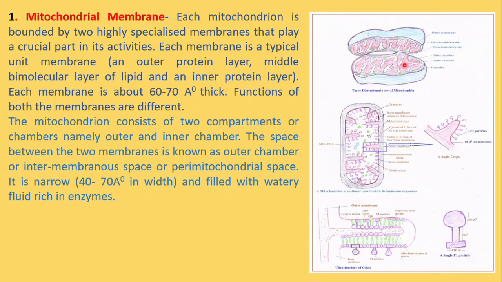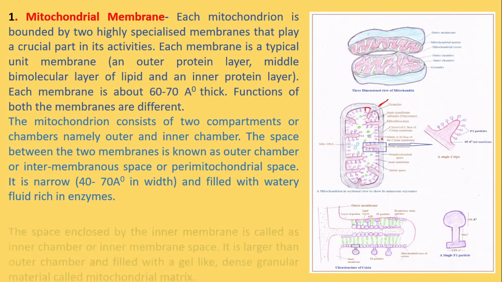So you can see here, this is the three-dimensional view. Here if you see, this mitochondria is made up of two unit membranes. This is known as the outer membrane, and this is known as the inner membrane. The space between these two membranes is known as intermembranous space or perimitochondrial space. This perimitochondrial space is narrow and filled with watery fluid, and it is rich in different types of enzymes.